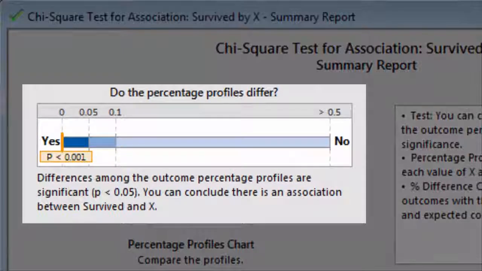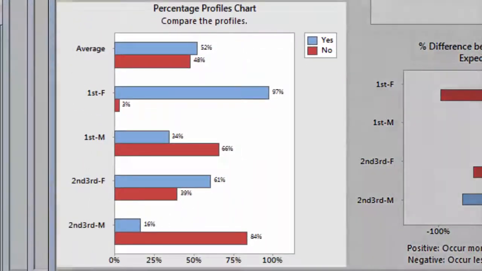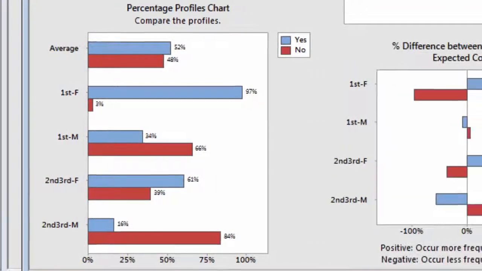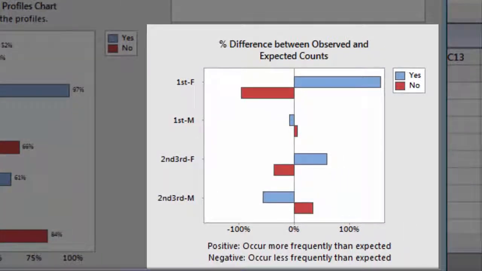The report clearly reveals that there are statistically significant differences in the percentages of survivors across the 4 categories. The percentage profiles chart shows the observed proportions of survivors. Again, you can see that a greater proportion of women survived than men. The chart of percent difference between observed and expected counts shows which groups had survival rates that were unexpectedly high, like first-class women, or low, like second and third-class men.